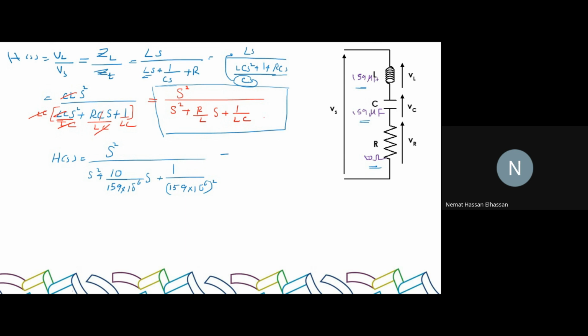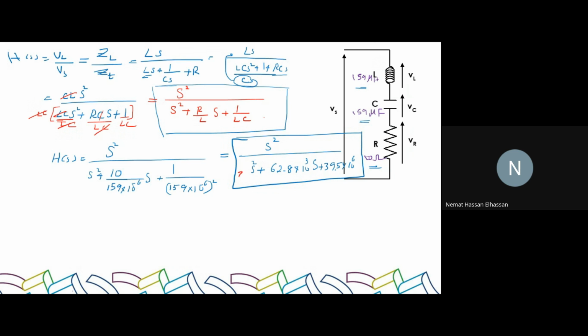Which is equal to s squared divided by s squared plus 62.8 times 10 power 3 s plus 39.5 times 10 power 6. Okay? We did the calculation at an earlier class. So we have the transfer function, correct?